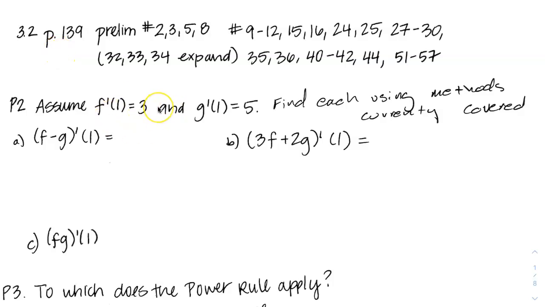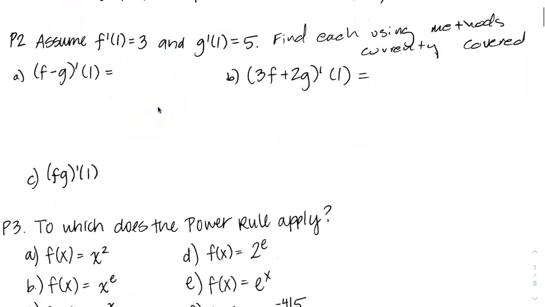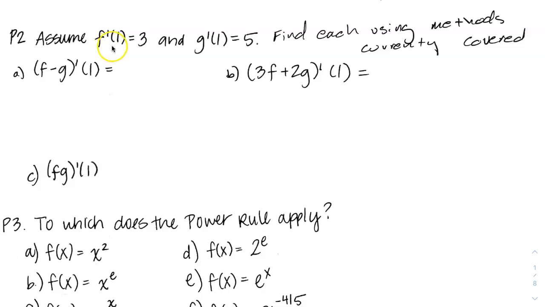Power rule worksheet, so let's go through this. Assume f prime of 1 equals 3 and g prime of 1 equals 5. Find each using the methods currently covered. So using the methods we currently know, we're going to find each of these.